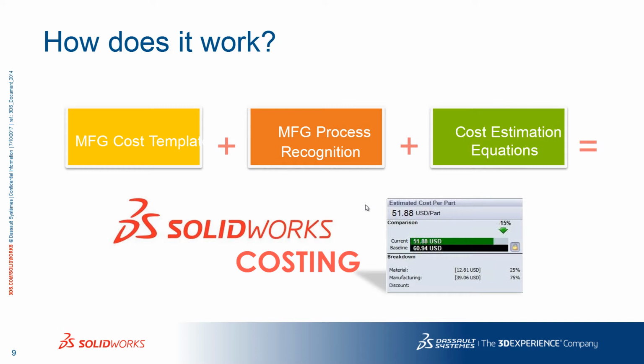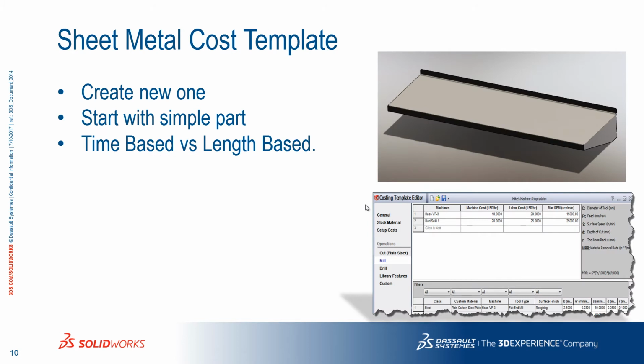And finally, after getting the information from all of these processes, you will get your estimated cost per part. And remember, this is the estimated cost per part and could be the total cost. We will talk about this section in a minute as well. Today, we will not be able to cover all types of cost. We will just focus on the sheet metal cost template.